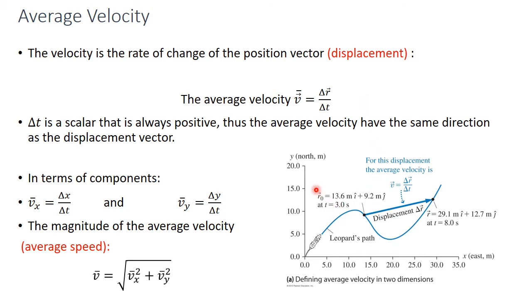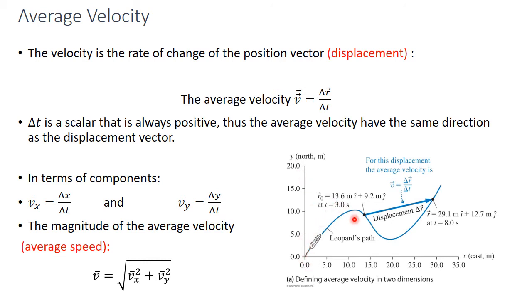If we look here at an example in the figure, we have a leopard that is moving in a plane. We chose the origin here, our reference point. Then we chose the x-axis as the east direction, and the y-axis as the north direction. So when the leopard goes east, he's going positive in the x direction, and when he goes north, he goes in the positive y direction.